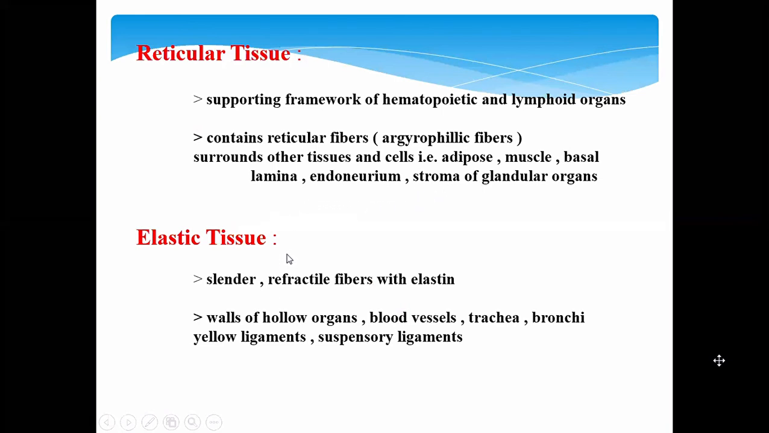Elastic tissue, they are slender, refractile, parang bibigay ng sheen, no? Refractile fibers with elastin. Okay, this is the protein. And then they are located in the walls of hollow organs, blood vessels, trachea, bronchi, yellow ligaments, and suspensory ligaments.